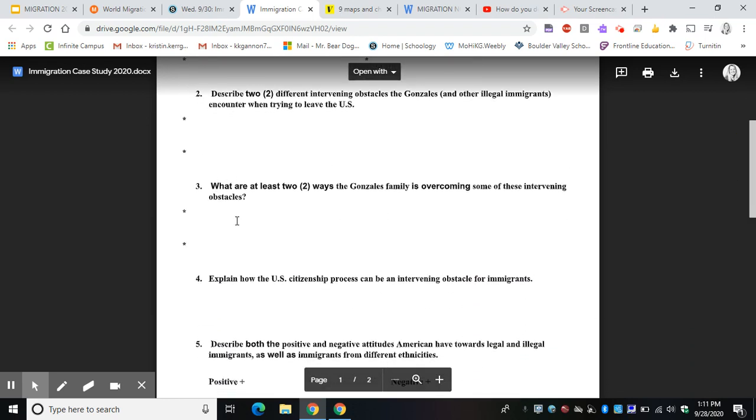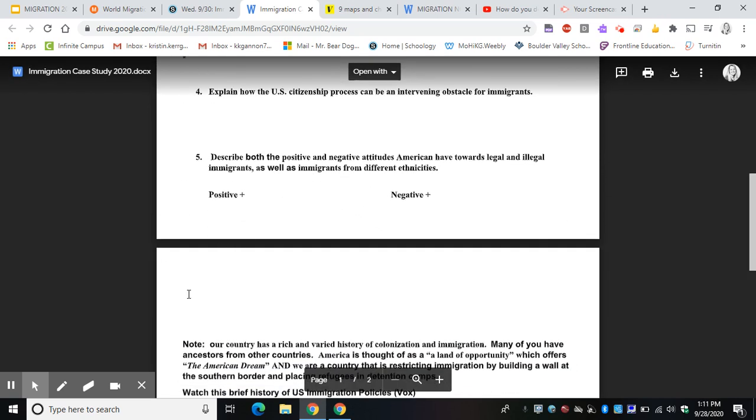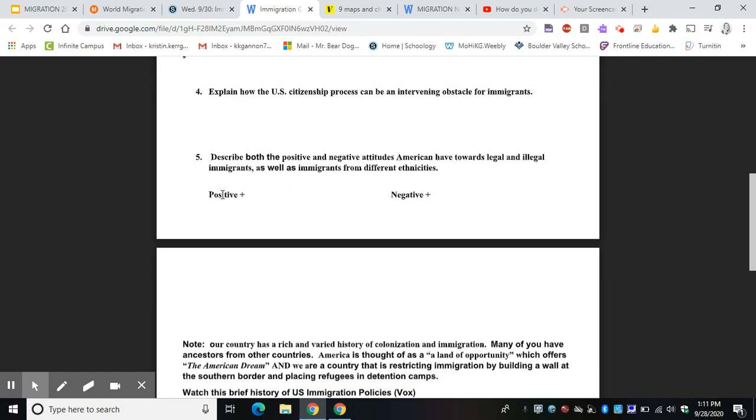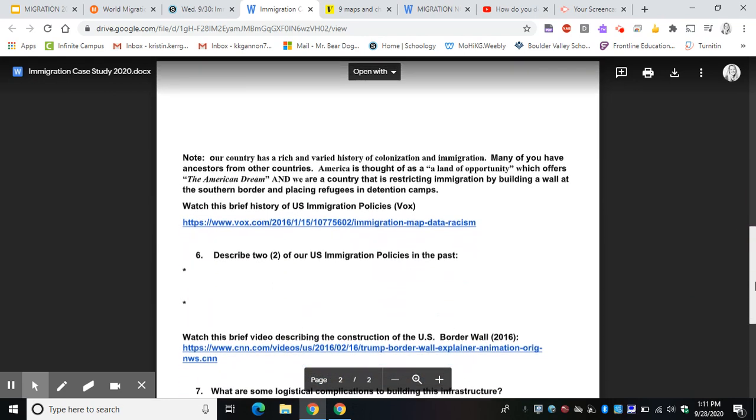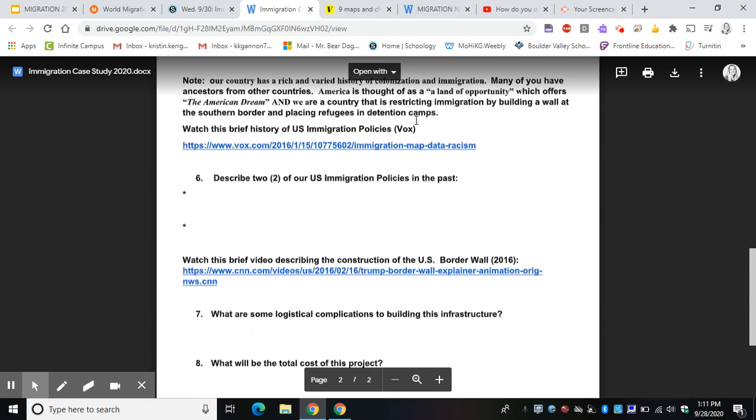You're going to talk about some intervening obstacles that the Gonzalez family faces. You are going to talk about how the Gonzalez family overcomes those intervening obstacles and what type of problems the U.S. citizenship process involves. You are going to probably get a sense of some positive ways that people perceive immigrants, but also negative ways that immigrants are perceived in our country. And even though we are a country that has a history of immigration, we have both sides. We have people that like them for jobs, and then we also have people that want to build a big wall and not let in immigrants.